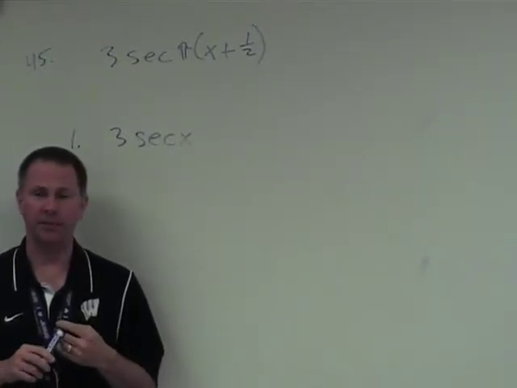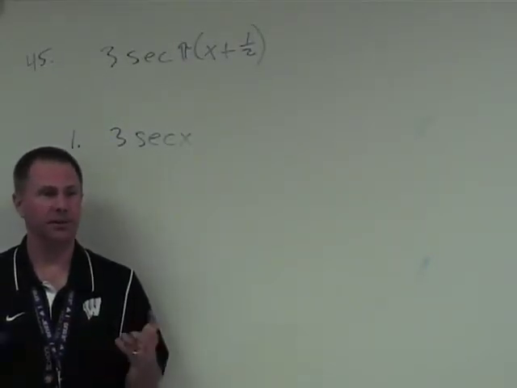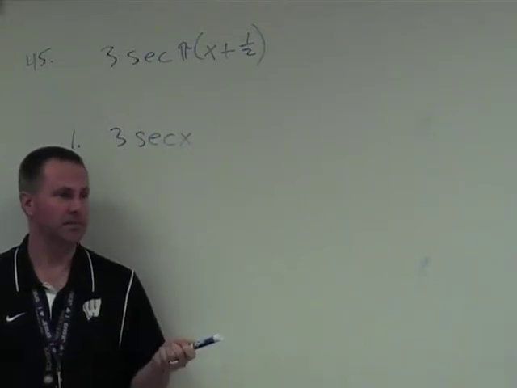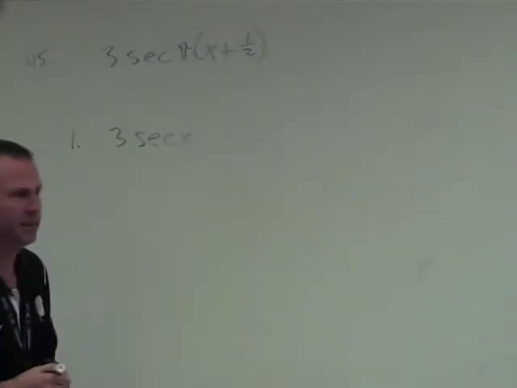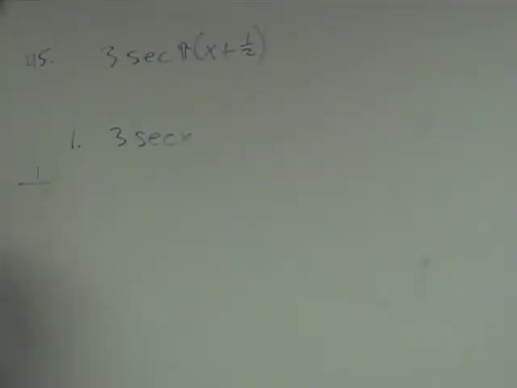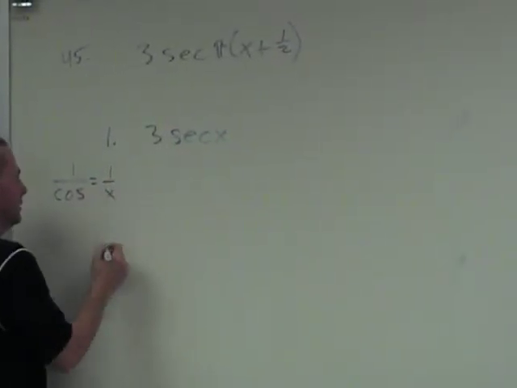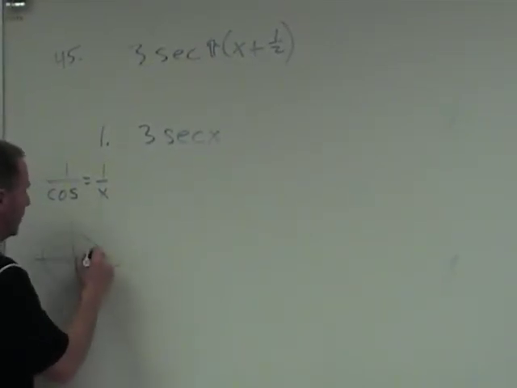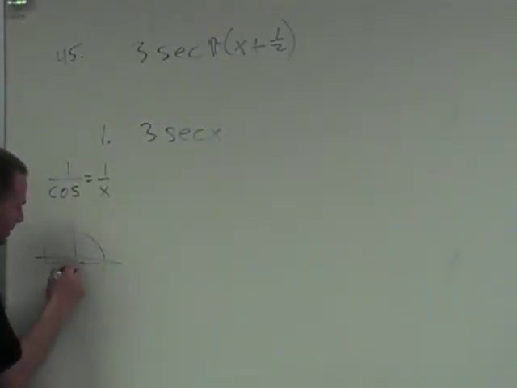What causes it to have an asymptote? When you have a 0 in your denominator. It's undefined, right? What is another way of writing secant? 1 over cosine. Cosine is x on the unit circle. So on those coordinates, when do we have 0 for x? When is x 0 on that circle?